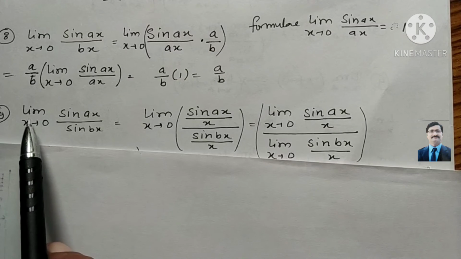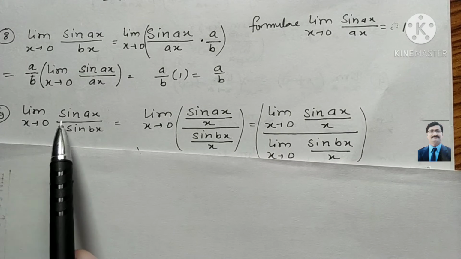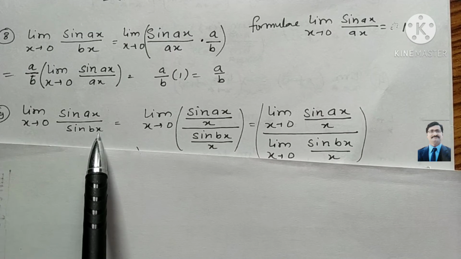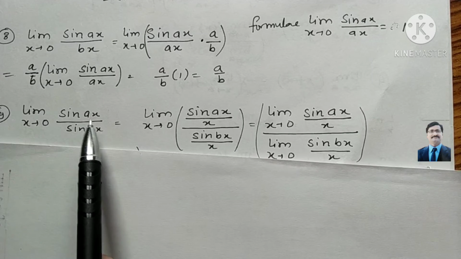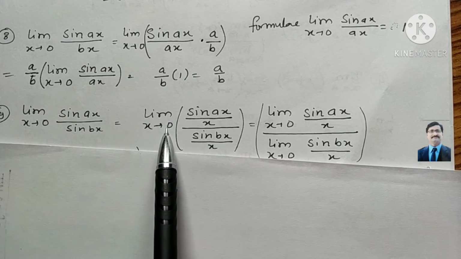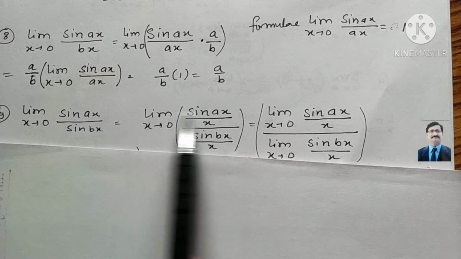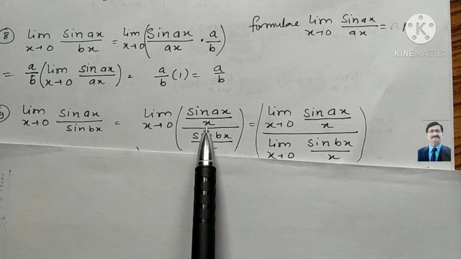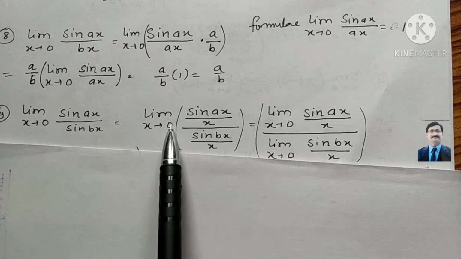Look at one more question: limit x tends to 0 sin ax upon sin bx. Here first of all, we write limit x tends to 0 as it is, sin ax upon sin bx. The numerator and denominator both we will divide by x. Now we separate these.